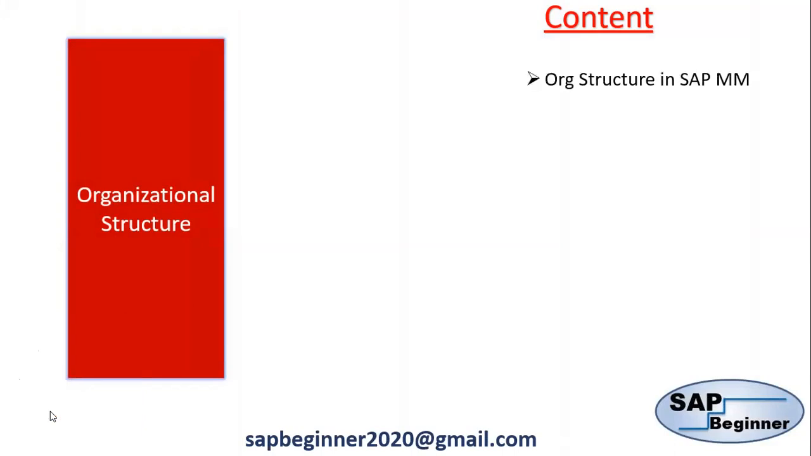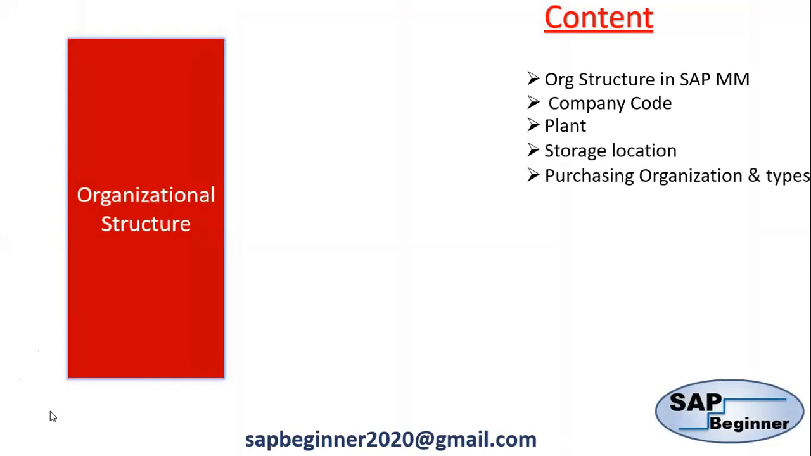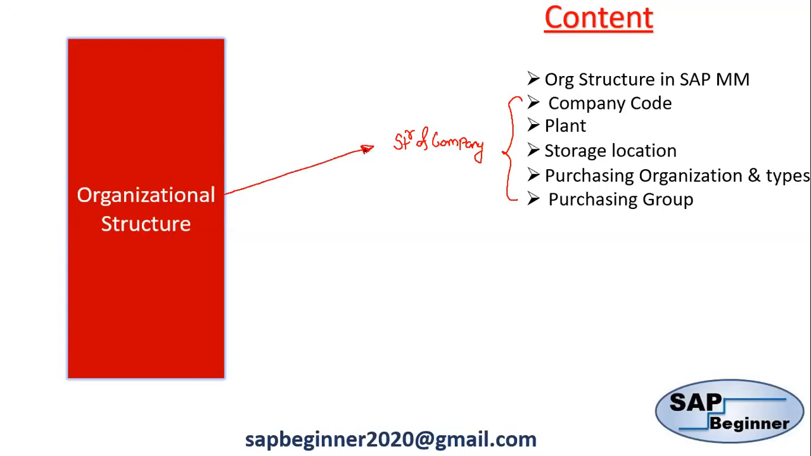So let's start with organizational structure in SAP MM, that is material management, in which we have different organizational units like company code, plant, storage location, purchasing organization, and purchasing group. So all these logical parameters are used to design the structure of the company, in which we have these different logical units.